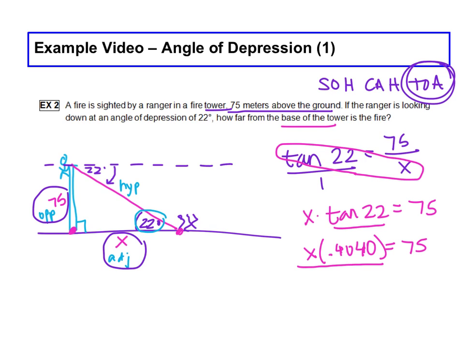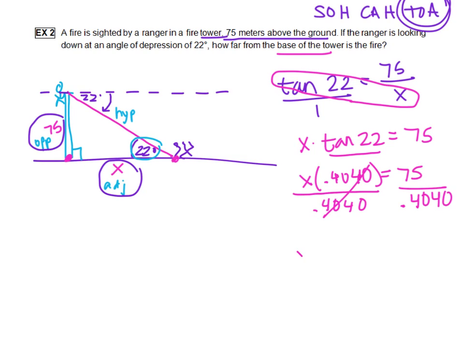To get x alone, we're going to divide by that 0.4040 on both sides. Cross off your 4 zeros, leaving us with x equal to, type it in, 75 divided by 0.4040. See if you get the same answer as me. And we get 185.6. And what kind of label would this get? We're talking meters, right? Because that 75 was in meters. So 185.6 meters. That's how far away the fire is from the base of the ranger tower.